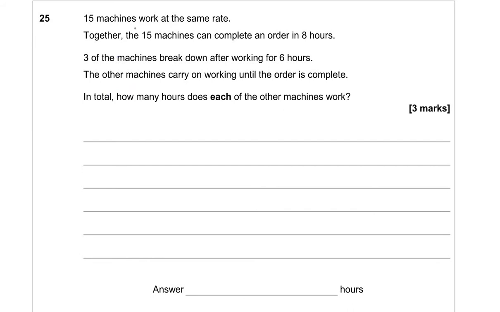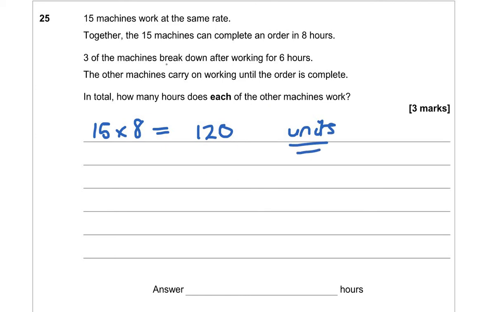Right, question 25. 15 machines work at the same rate. Together the 15 machines can complete an order in 8 hours. 3 of the machines break down after working for 6 hours. The other machines carry on until the order is complete. So firstly, we need to work out how much work needs to be done. So we do 15 times 8, and this gives us 120. And let's just call these units. So this is how much work needs to be done.